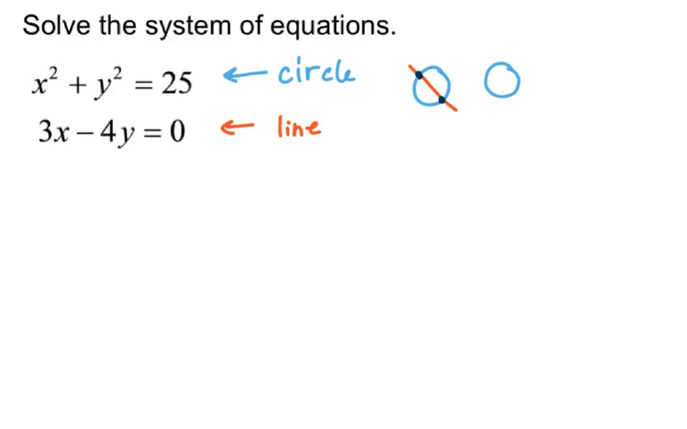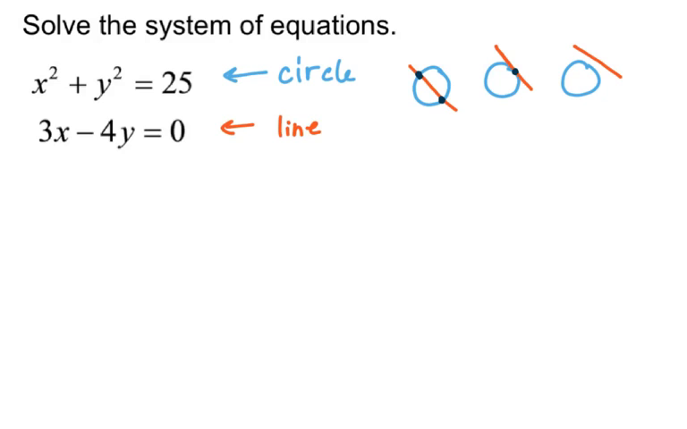However, I could have a circle and a line that intersects at, say, a tangent point. That would give me one real repeated solution, or a circle and a line that don't intersect at all. So in this situation, we would have two unique complex solutions, two different complex numbers for our answer.